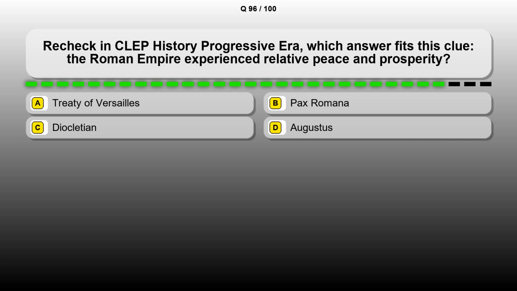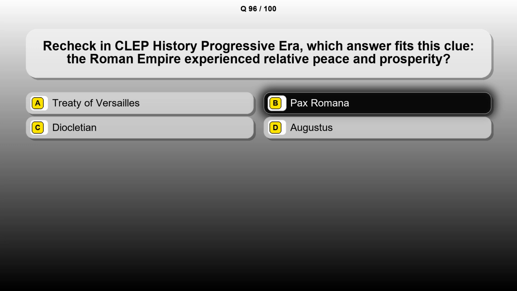Question 96. Recheck in CLEP History Progressive Era, which answer fits this clue? The Roman Empire experienced relative peace and prosperity. Option A, Treaty of Versailles. Option B, Pax Romana. Option C, Diocletian. Option D, Augustus.